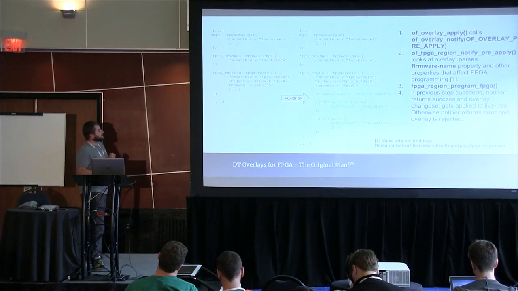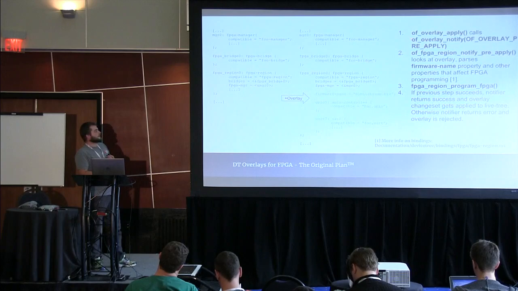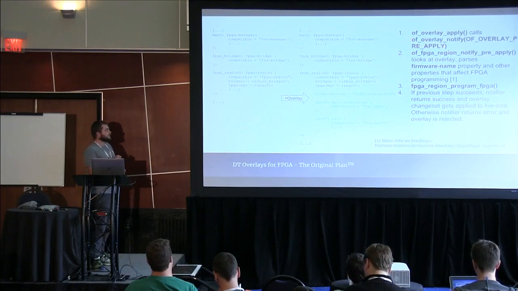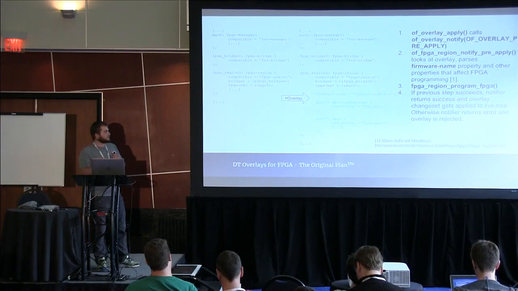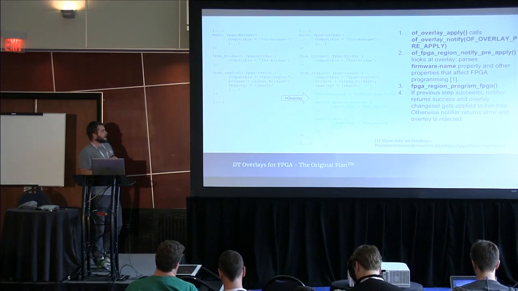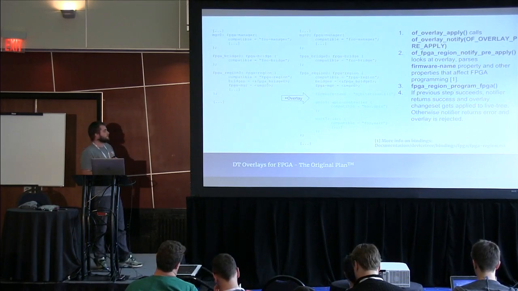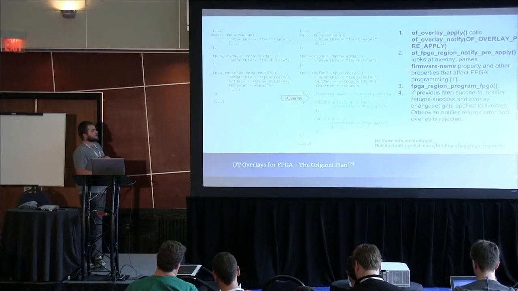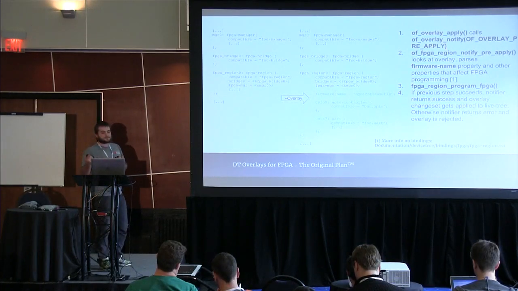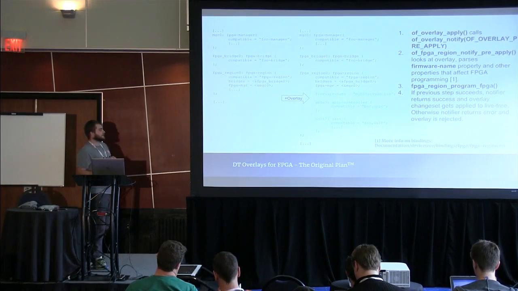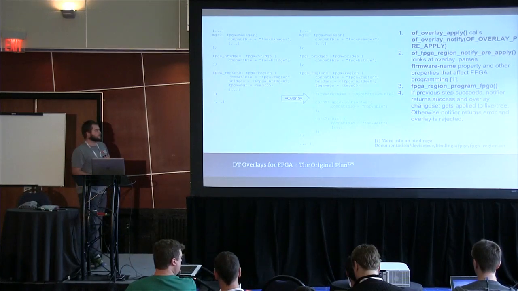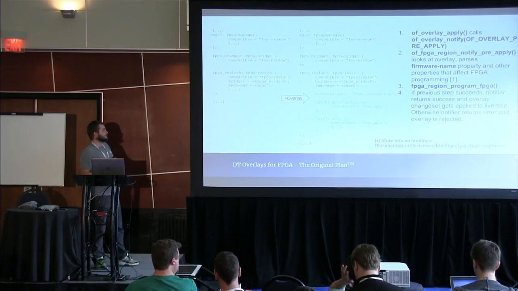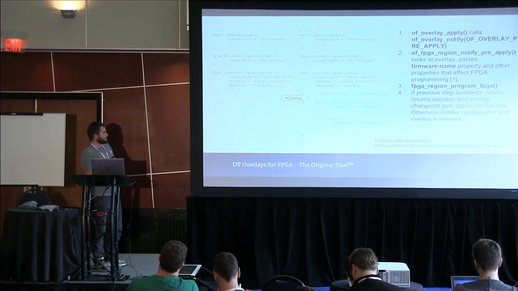So a bit more detail: what happens if you call the OF overlay apply? That calls OF overlay notify, which then has a blocking notifier. Eventually that gets to your FPGA region. At that point, we look at what's in the overlay that's being presented to us, like the firmware name or other properties, as I mentioned, like encryption, things like that. We program the FPGA. If the low-level driver then says, yep, your FPGA is up and running again, and that all worked out, then the overlay goes into the live tree. There's more information about the binding. You can find it here.